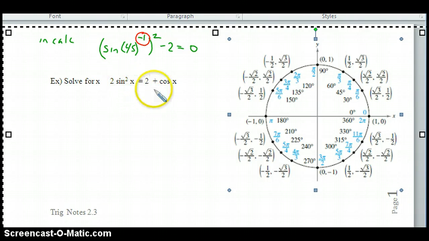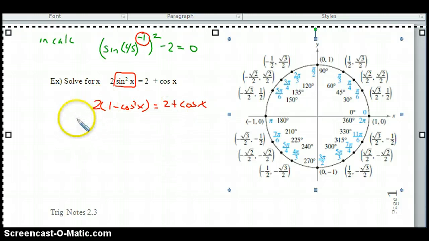Alright, so if we're going to solve this one, what I'm noticing about this problem is that I've got sines and cosines in it. But I do know that this is a Pythagorean identity, that it's the same as 1 minus the cosine squared. I went to my sheet and I've found that that's the same identity. So I'm going to replace it so that my problem has all cosines in it. Now what I'm going to do is distributive property, 2 minus 2 cosine squared x.